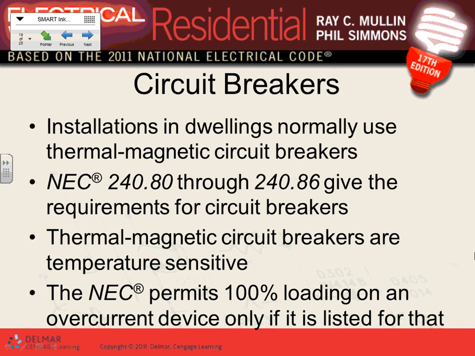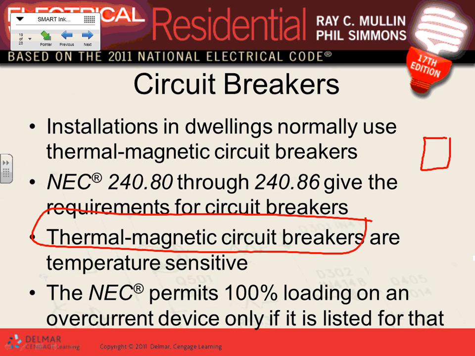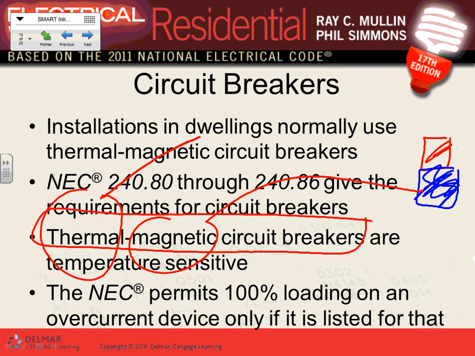99.9% of the dwelling, it's called a thermomagnetic circuit breaker. Thermomagnetic circuit breakers, Adam, have two components. One component is thermal, and the other component is magnetic. So these are the two components. One thermal, one magnetic. This is where the term magnetic comes from, and the term thermal comes from.